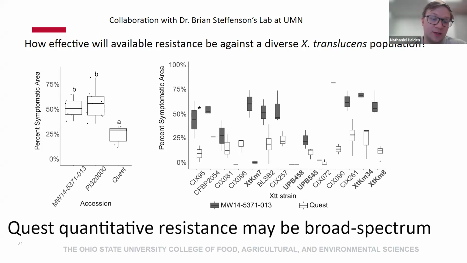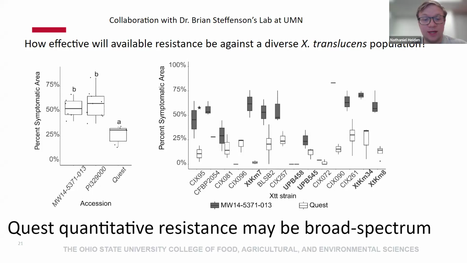And so we have here susceptible check MW14, and next to it is actually supposed to be resistant line PI 329,000. And then we have Quest, which is a diploid variety that's supposed to be quantitatively resistant. In these young plants, we see that Quest, that quantitative resistance seems to show up, but it might not be the resistance that's stronger. It might not be relevant to the young plants of PI 329000.